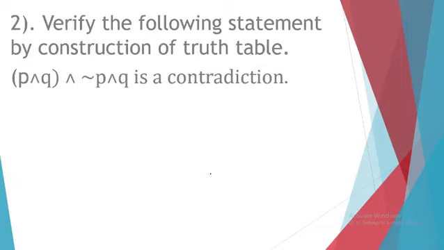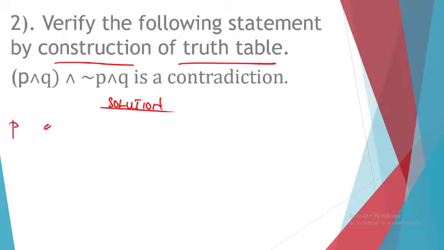Let's now look at the contradiction table. It says verify the following statement by construction of truth table: P and Q, and negation of P and Q is a contradiction, otherwise read as P intersection Q intersection negation of P intersection Q is a contradiction. The first thing we need to realize is that we have two elements here, which are P and Q.